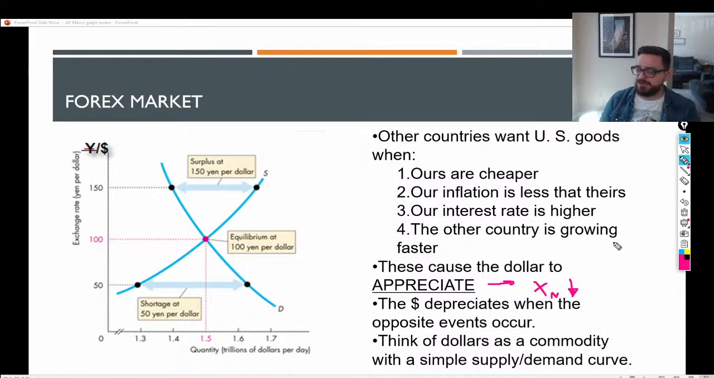When your dollar depreciates, then your net exports would go up. So if a currency is depreciating, they'll be able to export more. If a currency is appreciating, they'll be able to export less. Just think of dollars as a good with a supply and demand graph. That's the easiest way to think about it.